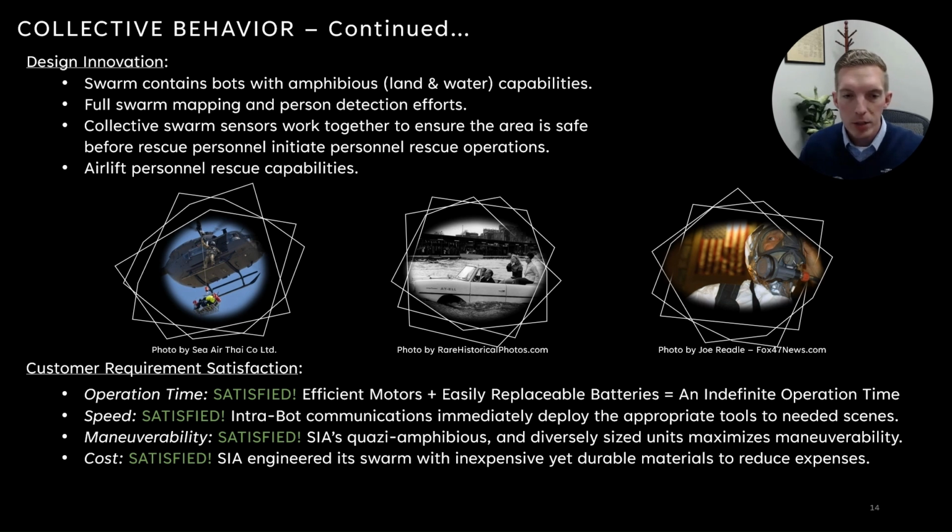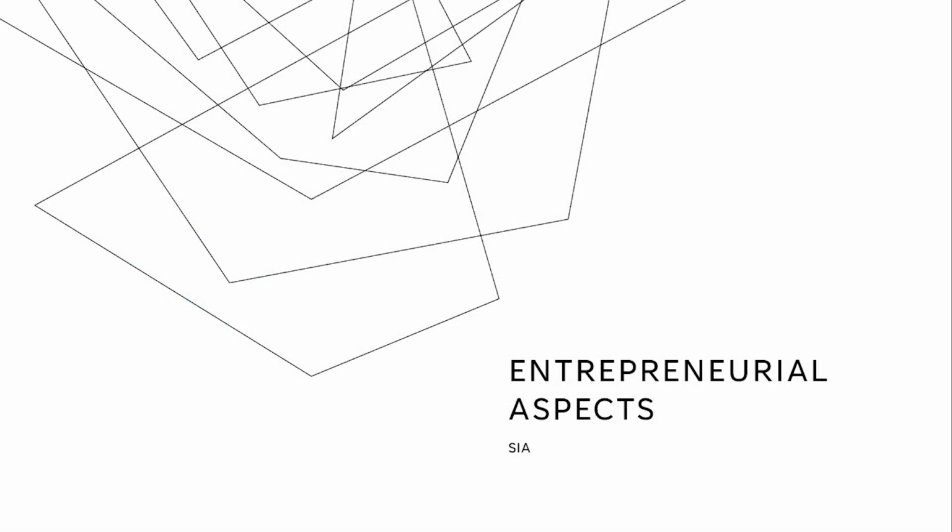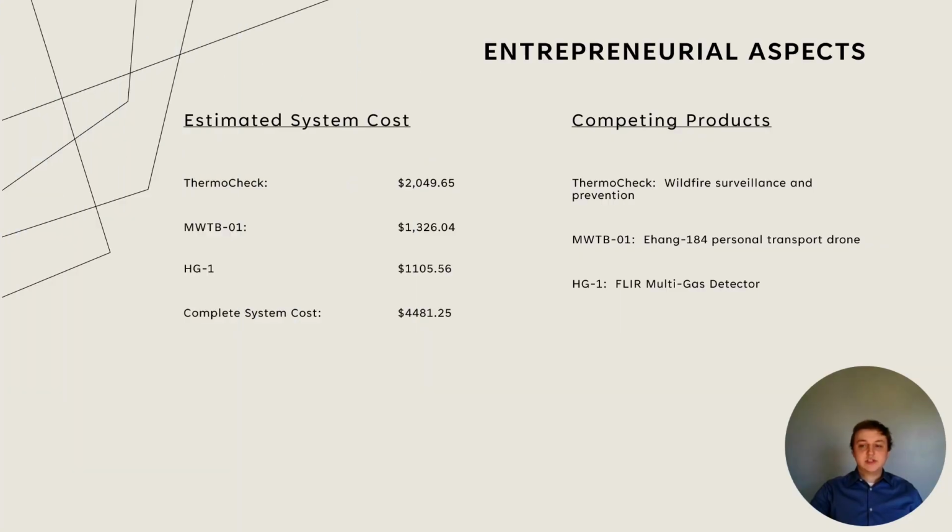All of the customer requirements and/or criteria are satisfied. The operation time is basically limitless with replaceable batteries. All units move pretty quickly. Maneuverability is particularly enhanced with the smaller units, and speed is enhanced with the MWTB01 based on its large wheels. Cost is effective in that it's not going to cost too much and that we're using readily available parts. The SIA system is relatively affordable for the average city response unit.